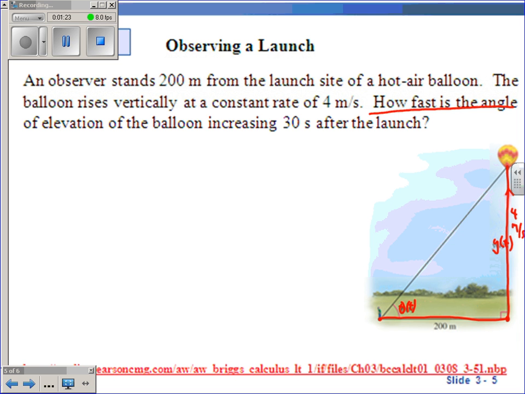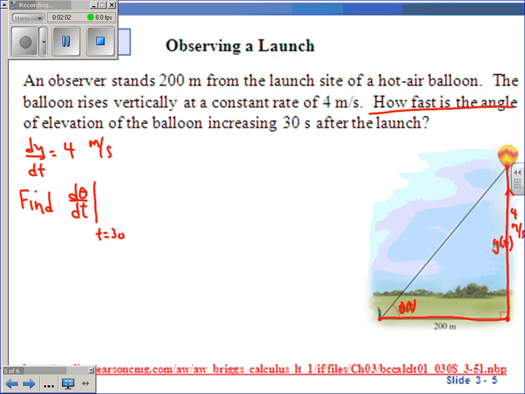So now what do I know? Let me write the rates I'm given down using those variables. The balloon's rising vertically at the rate of 4 meters per second. That means the change in y with respect to time, dy/dt, is 4. How fast is the angle changing? I want to find d theta dt. 30 seconds after the launch, so when t is equal to 30. I may not even have a t in my equation, but I'm going to make note that t equal 30 is when I want to find that rate of change of the angle.